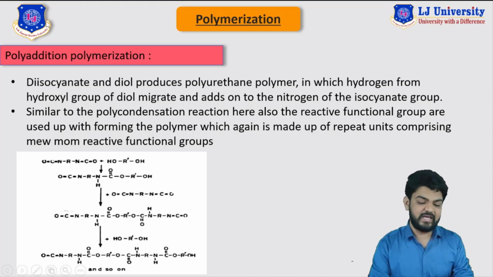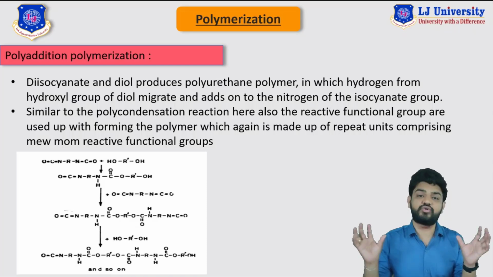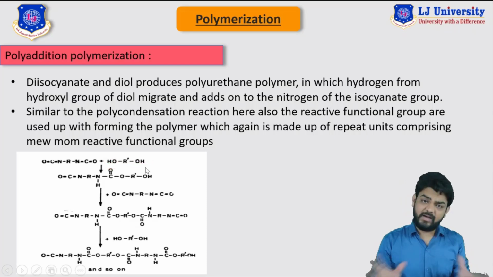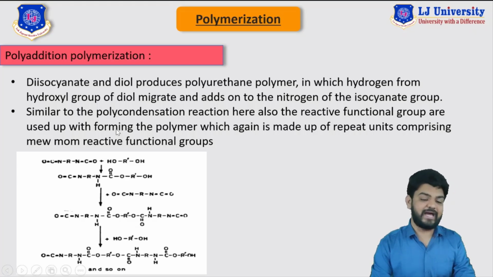You can see here, this is the diol compound. Basically, diol means nothing but a kind of compound which has two hydroxyl groups at its two ends, right? So you can see that this particular diol has two hydroxyl groups. One is here and one is here. So any compound which has two hydroxyl groups at its ends can be considered a diol. So we are considering the example of diisocyanide and diols.